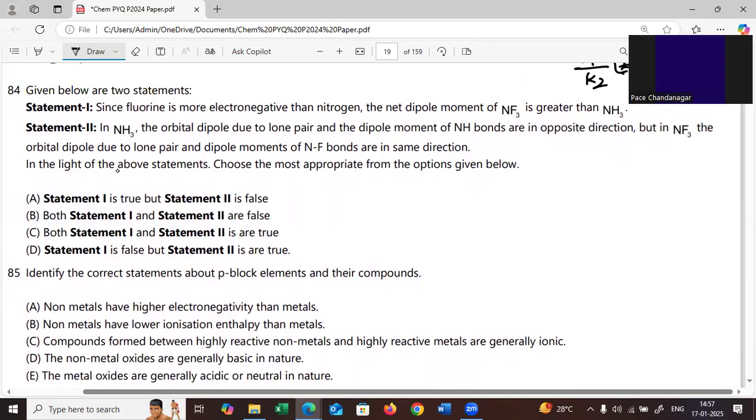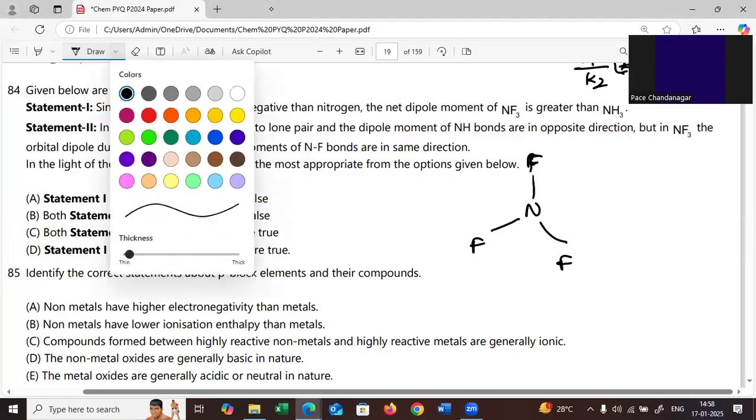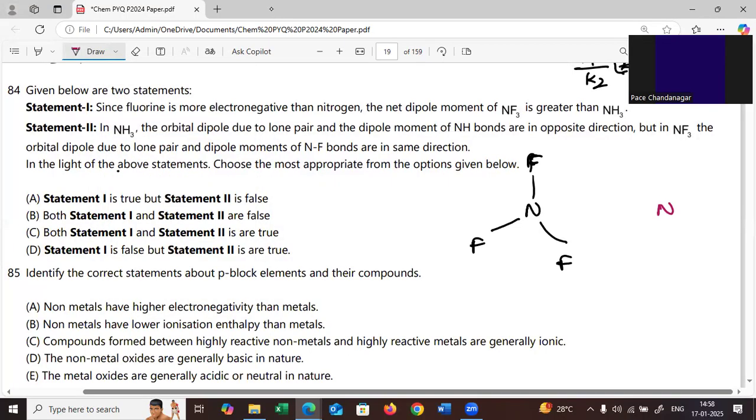Since fluorine is more electronegative than nitrogen, the net dipole moment of NF3 is greater than NH3. Okay, I will first draw. This is NF3 and this will be my NH3. And this is NH3. Okay, so now what is happening here?